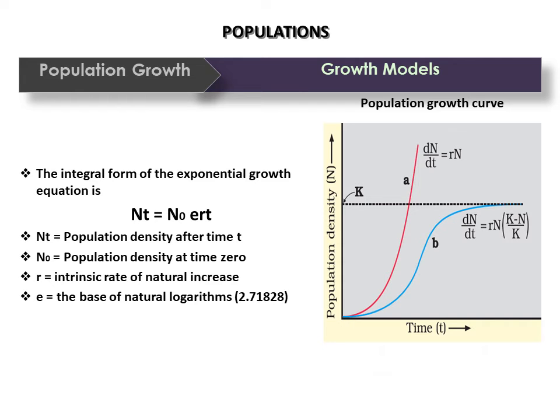Okay, now this is the integral form of the exponential growth equation. Again, it can be written as this, with integration. So you all know about integration and differentiation, little idea you will be having. So you write it as Nt is equal to N0 e^(rt), where e is the base of the natural logarithm. r is the intrinsic rate of natural increase. N0 is the population density at time 0, Nt is the population density at time t.